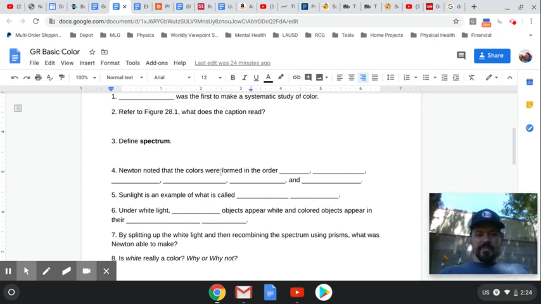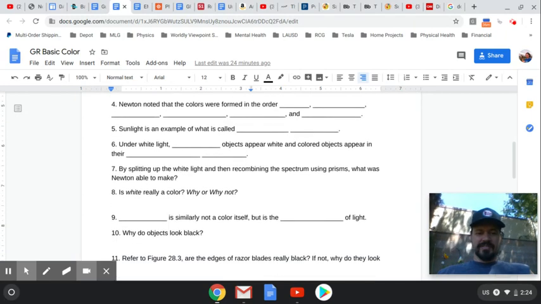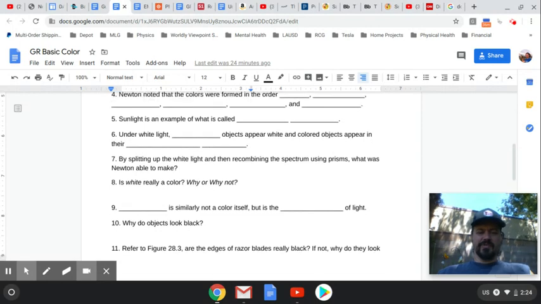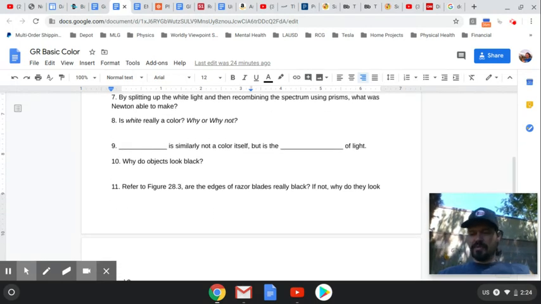Okay, so a little bit of reading. The reading is pretty good. It talks about doing things like splitting up white light. Is white a color? Why do things look black? The edge of a razor blade, really small, right? Is it black? The rest of the razor is silver. Why does the edge of the razor blade look black? It's still the same razor, right? What's that about? Question 11.